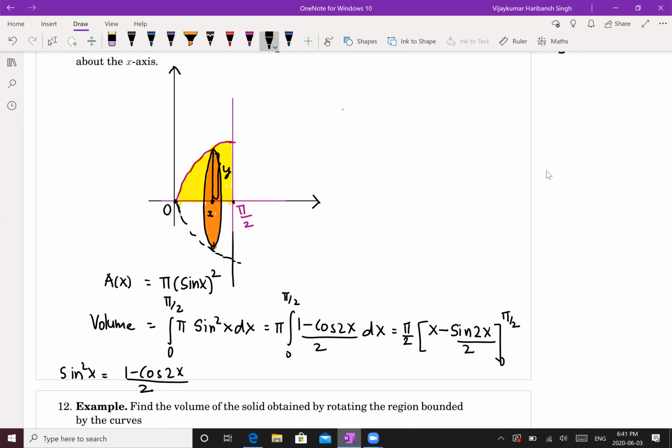Now when you put pi by 2, you get pi by 2 minus sine of 2 pi by 2 divided by 2, minus, or we can put pi by 2 outside, so you get 0 minus sine 0 by 2. So all these are 0. This is 0 because this is the same as sine pi. This is 0, this is 0. So you're left with what? Pi squared by 4. So this is your answer.